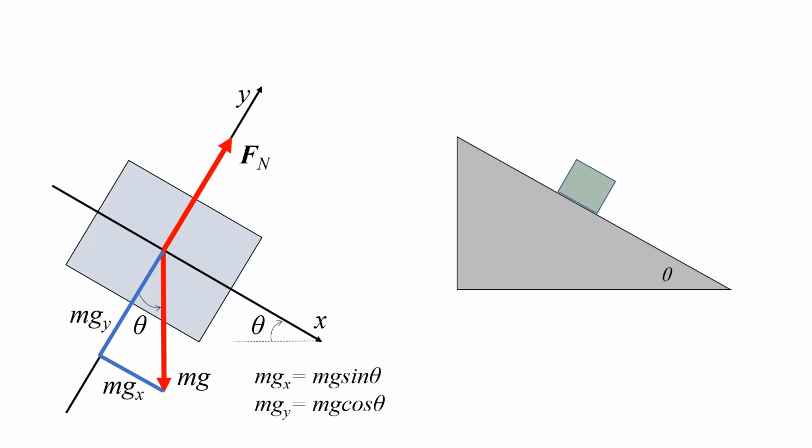Now, with mg as the hypotenuse, we have a little right triangle where the y component is one leg and the x component is the other leg. The x component is opposite theta, so that's going to be mg sine theta. The y component is adjacent to theta, so that's going to be mg cosine theta. So we will have a component of the weight vector down the hill equal to mg sine theta and a component perpendicular to the hill of mg cosine theta.